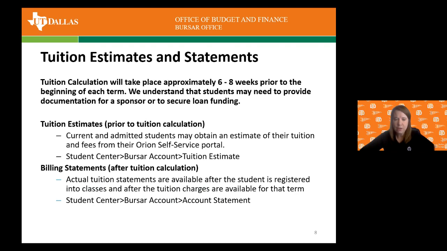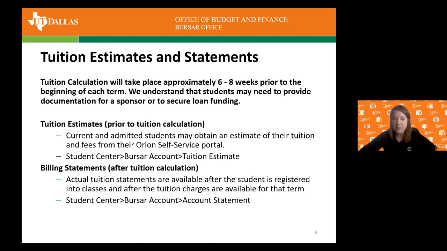And then when the billing statements are available, once we calculate the tuition, you can go into your Student Center, your Bursar account, and just click on Account Statements, and that's going to be the official statement. Now remember, the first one I mentioned is just an estimate. So you're going to put in how many hours you plan on taking, if you're going to be living on campus or off campus. It's going to ask you several things, and you're going to be putting that information in. We're not going to be the one putting that information in for you. It's not going to pull directly from your student account. So just make sure that if you're doing an estimate, you know exactly what information you need to submit.